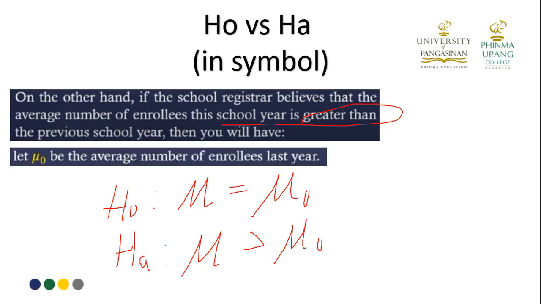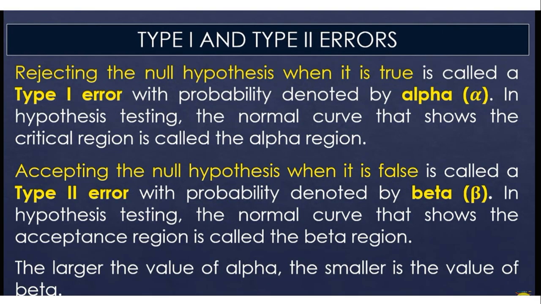Next po, we have the type 1 and type 2 errors. Nasa module nyo din to. Puro type 1 and type 2 errors. Basa-basahin lang itong mga to. Rejecting the null hypothesis when it is true, called type 1 error. Okay? Nireject mo yung null when it is true. Nireject mo kahit mali, type 1 error, and it is denoted by alpha. Ang ibang tawag sa type 1 error is alpha.